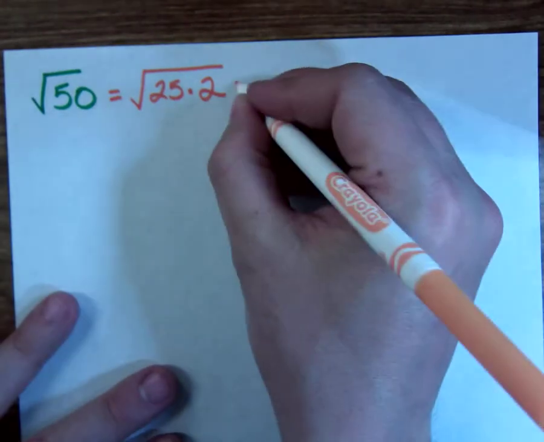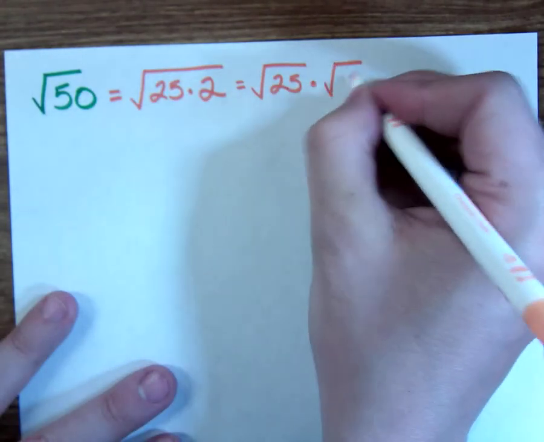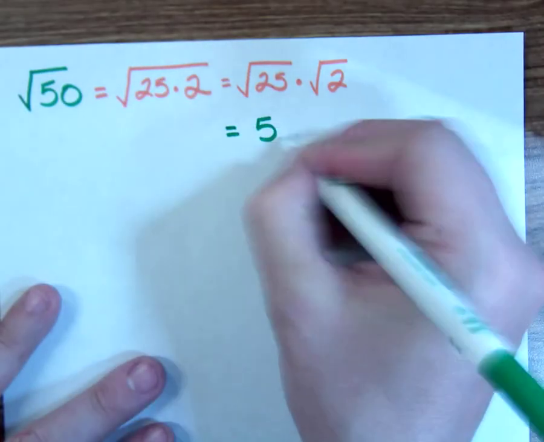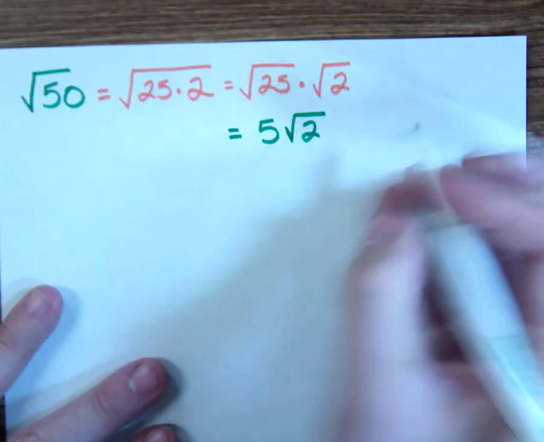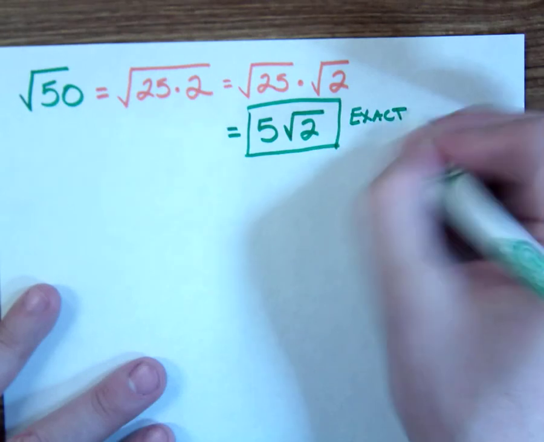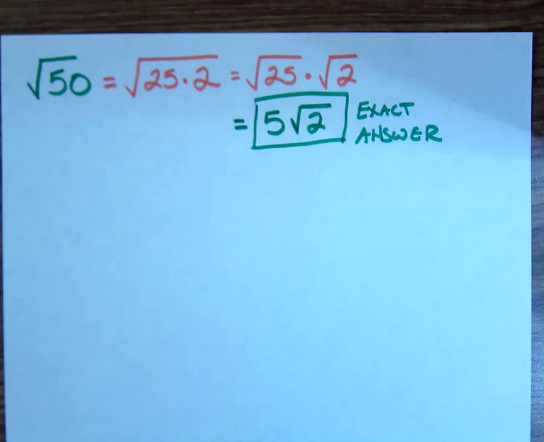Now here's what I've gained with this. I can split this apart into the square root of 25 times the square root of 2. What is the square root of 25? 5. And the square root of 2 I will just leave as the square root of 2. And this is the exact answer, meaning an unrounded answer: 5 times the square root of 2. That is the exact answer. My calculator may give me that answer. Some calculators will and some won't. So I wanted the biggest perfect square that 50 could be divided by.